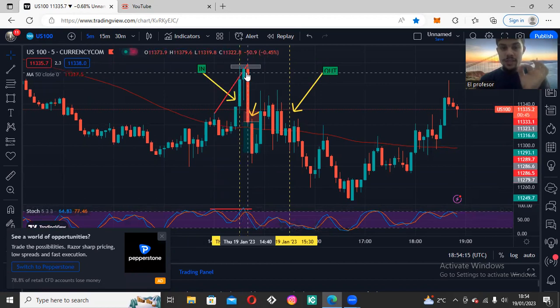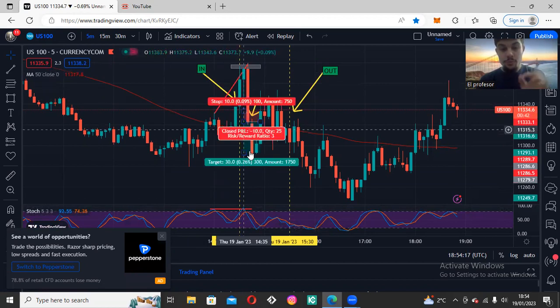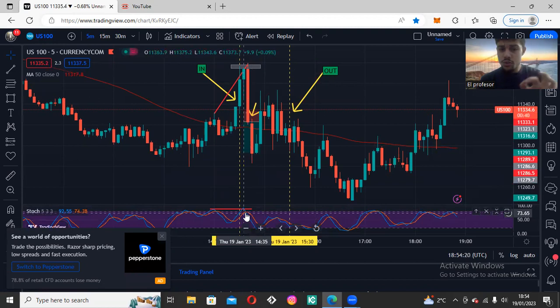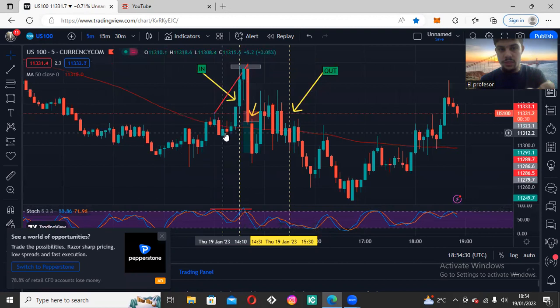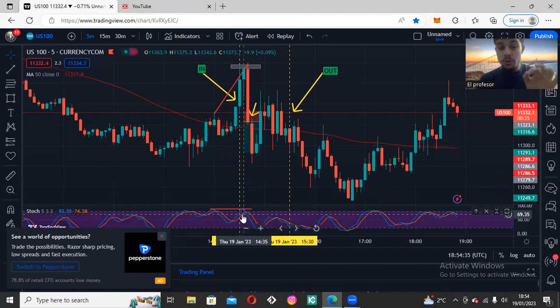If this move was a real move, normally what we have to see on the stochastic is that the stochastic should match the price action, should match the highs and the lows. You know what I mean? But at this point, the stochastic right here is telling us something else. So most of the time, the stochastic is a good indicator, sometimes when we have a divergence.